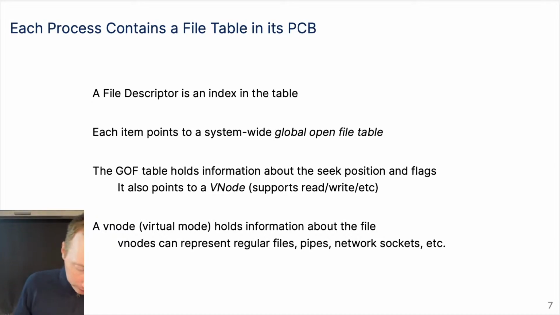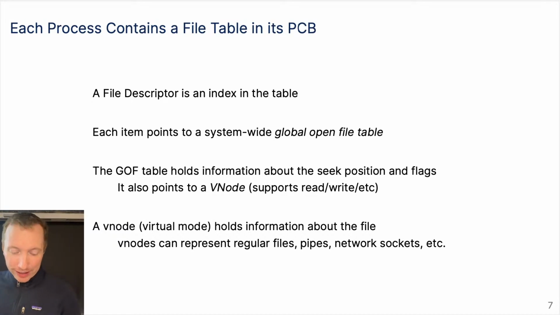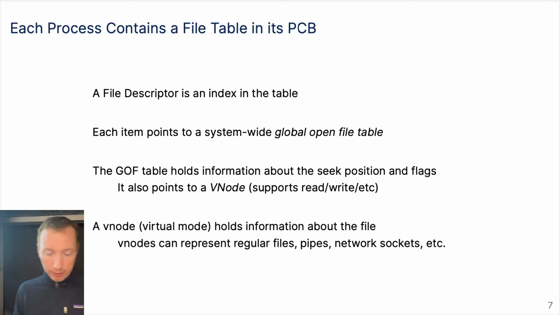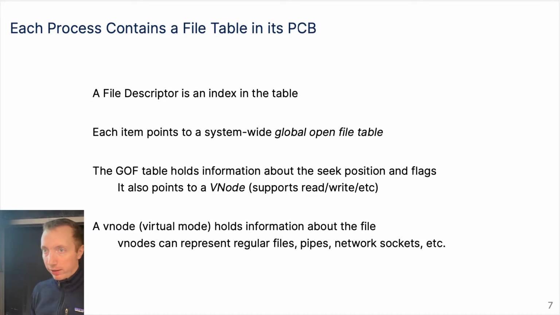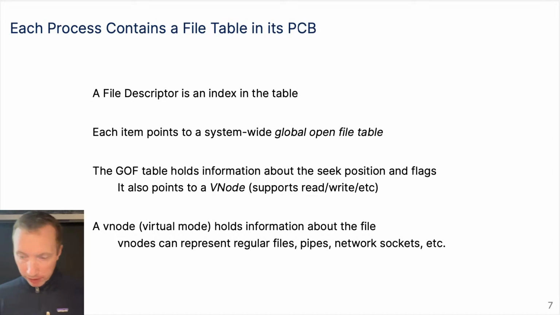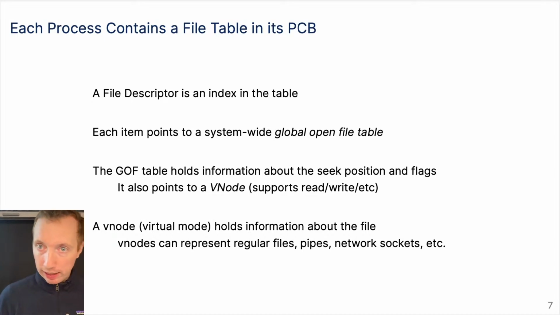There's a reference. So the global open file table, or GOF, if you want to call it that, holds information about the seek position and flags, and then points to a vnode. Vnodes are just anything that needs to support a read and a write. So it could be an actual file. We know from Lab 4, it could also be a pipe, which is basically just a buffer. A buffer is something you can read and write to. And then we saw with sockets, you can also read and write to sockets as well. So they can be regular files, pipes, network sockets, or anything else you can read and write to. It's a really general thing.